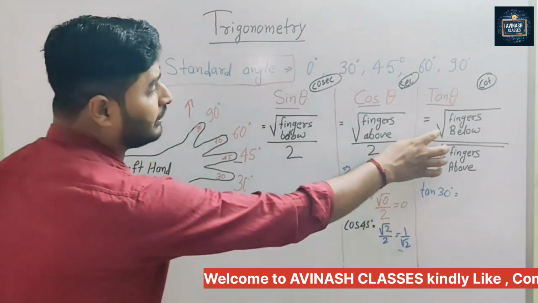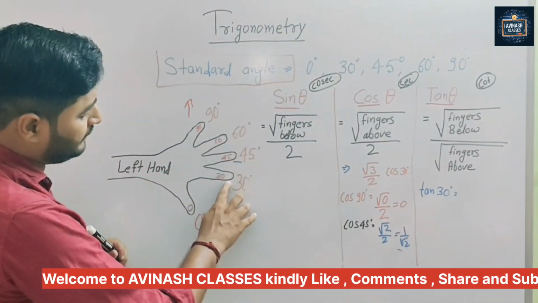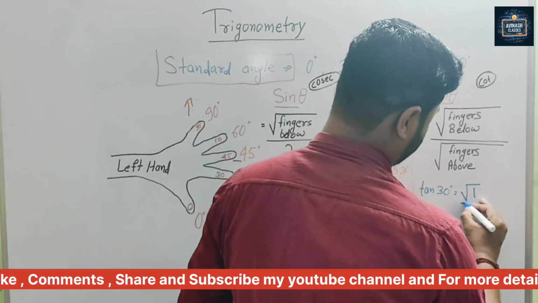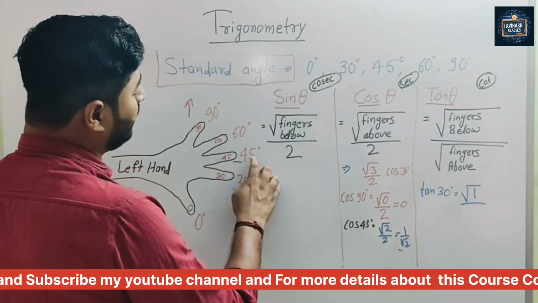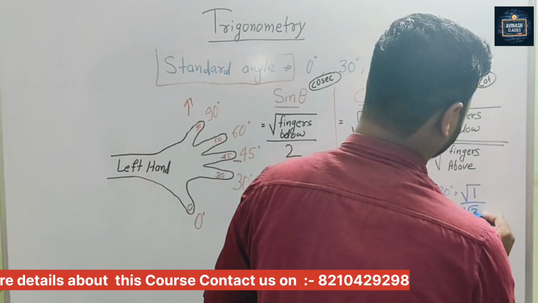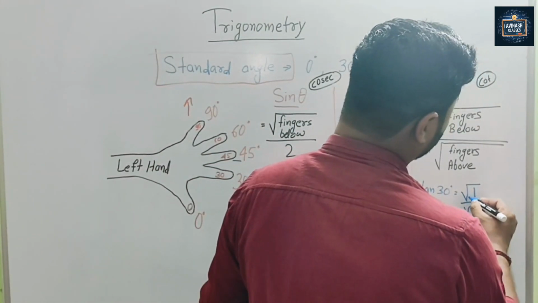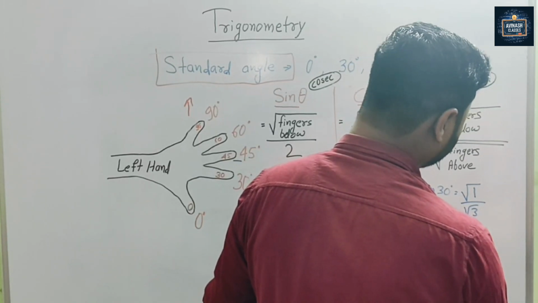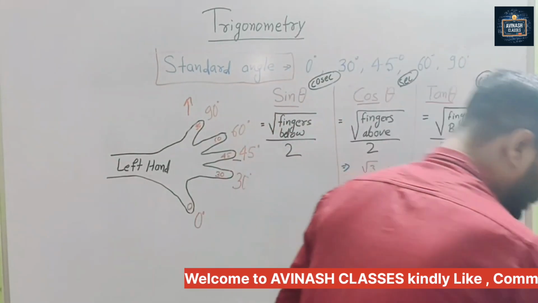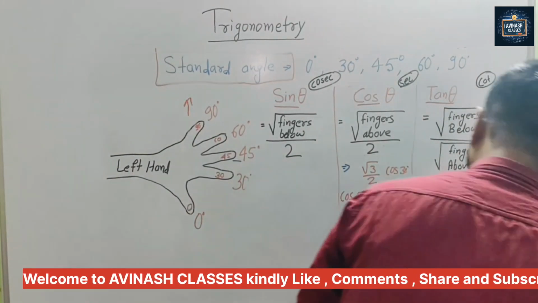So see, tan 30. Now first we have to take the below. Below how many fingers? 1 finger. So we write here root under 1. Now above how many fingers? 1, 2, 3. So we write here root under 3. We know that root under 1 means 1 only, and root under 3 is root 3. So our answer is 1 by root 3.